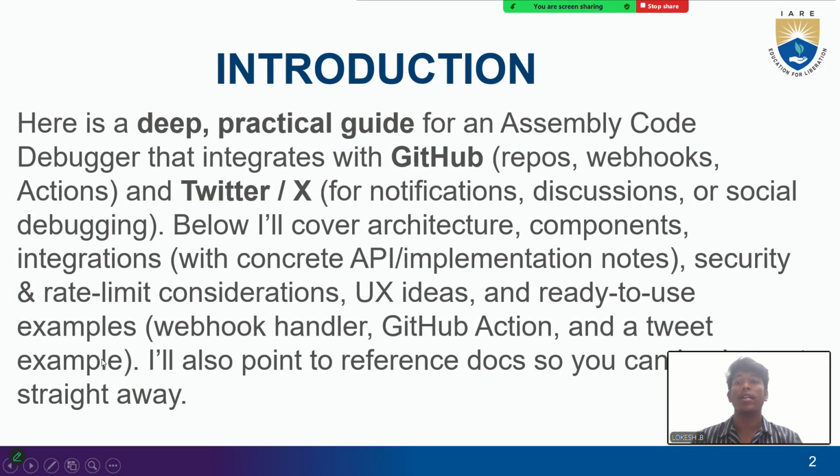So here is my introduction. Here is a deep practical guide of an assembly code debugger that integrates with GitHub. GitHub has repos, webhooks, actions, and Twitter or X for notification, discussions, or social debugging. Below, I'll cover architecture, components, integrations with the relevant APIs, implementation notes, security and rate limit considerations, UX ideas, and ready to use examples: a webhook handler, GitHub Actions, and a tweet example. I'll also point to reference docs so you can use them straight away.